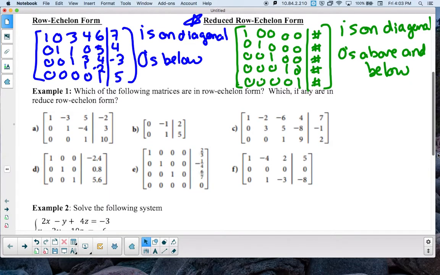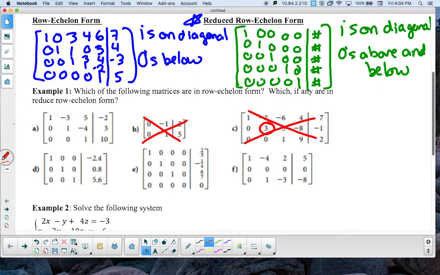So if we look at this example, which ones are row echelon form? First off, B is not row echelon form or reduced row echelon form because we don't have ones along our diagonal. For C, we have zeros below our diagonal, but because of this 3, this does not make it row echelon form. And with F, because our 1 is here and not on our diagonal, this is also not row echelon form. So A is row echelon, so is D and E.